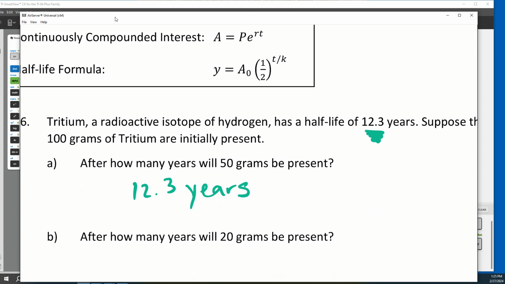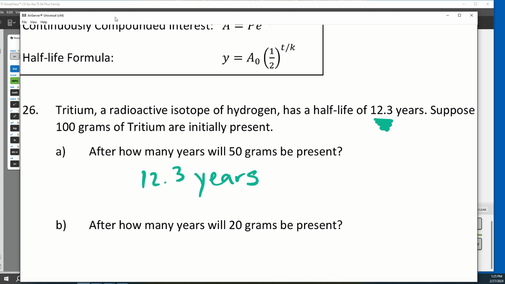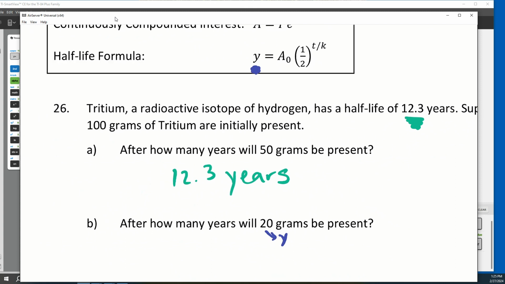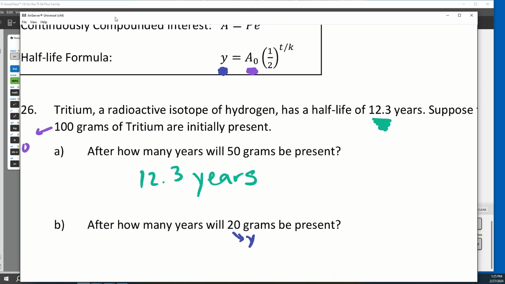All right, do we have to do the math to figure out how long until 20 grams are present? Yes. All right, so 20 is going to be the final amount, which we're going to call Y, according to the formula. 100 is A sub 0. 100 stays 100 every time. And then the half-life, that is going to be K. And T is what we're looking for. We're looking for how long it takes. We're looking for a time.